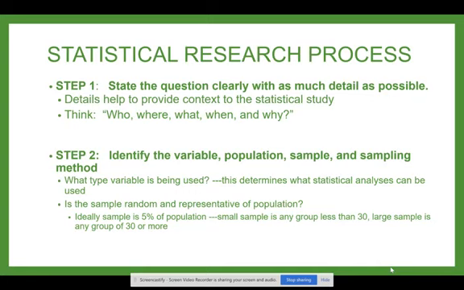Ideally, if it's possible and feasible, we'd like to have a sample that is at least 5% of the population. Sometimes that is not feasible, and so we use kind of the rule that a small sample is any group less than 30, and a large sample is any group of 30 or more.